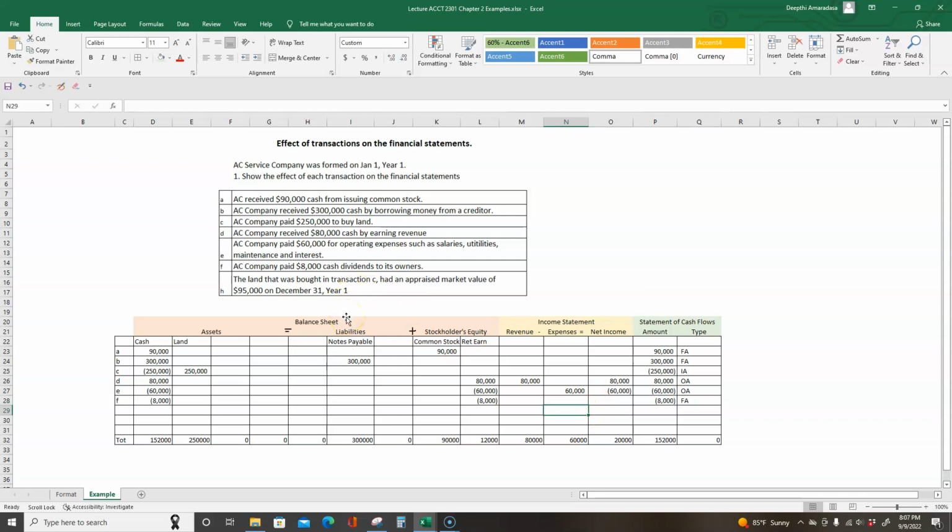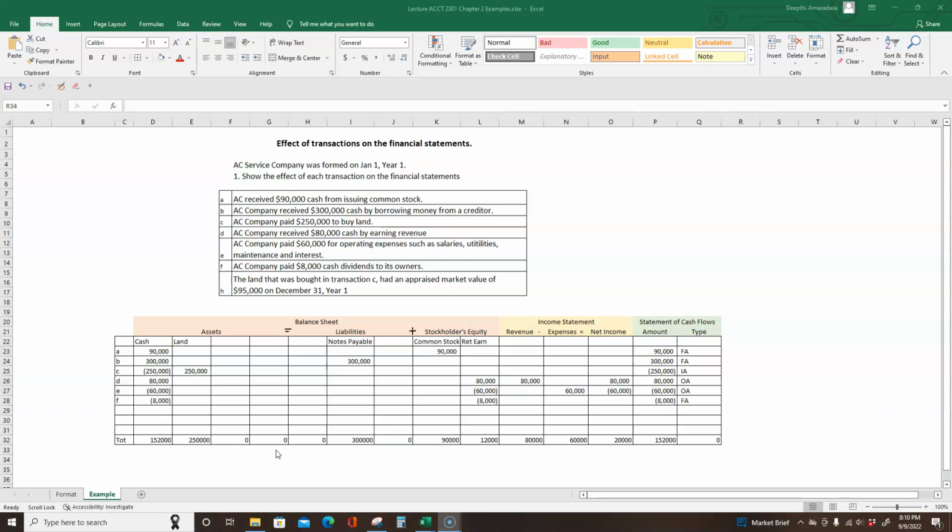Let's look at Transaction H. Transaction H says the land that was bought in Transaction C had an appraised market value of $95,000 on December 31st, year 1. We bought it for $250,000, but it looks like there was a crash and the land went down to $95,000. Well, what do we do? Absolutely nothing. Whether land goes up or down, we don't do anything. The purchase price that we paid is the price we'll list it on the balance sheet. Assets are listed at the price paid until we sell.